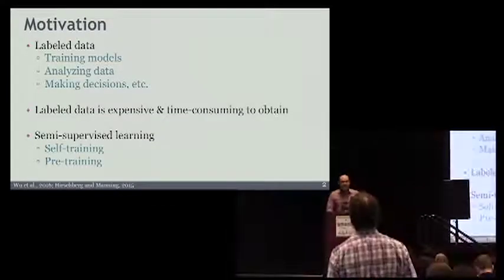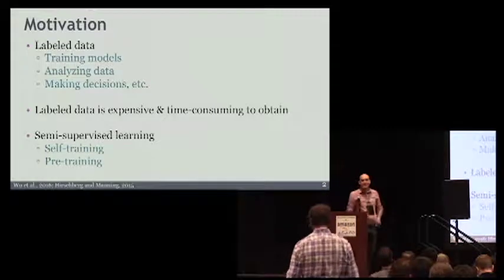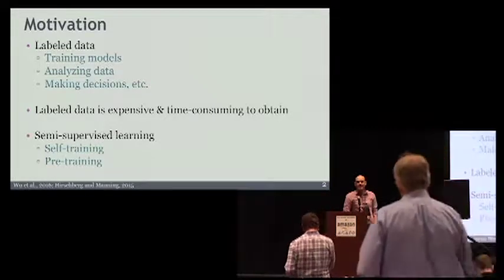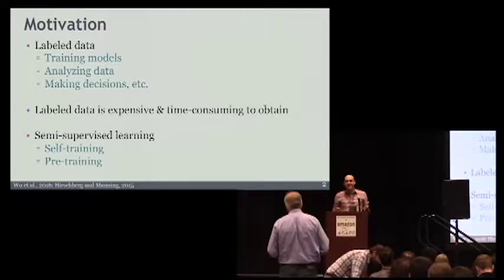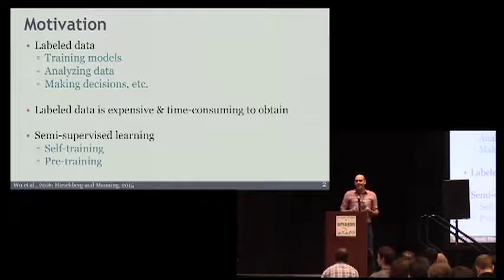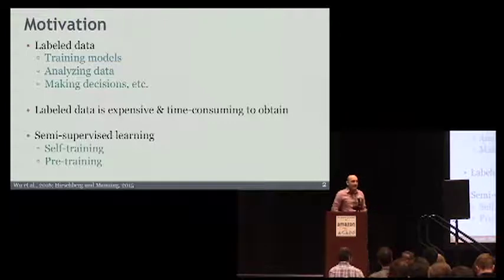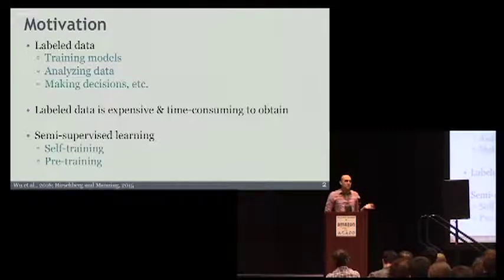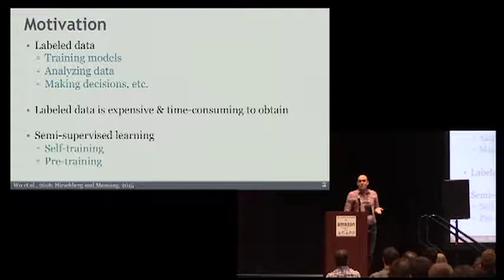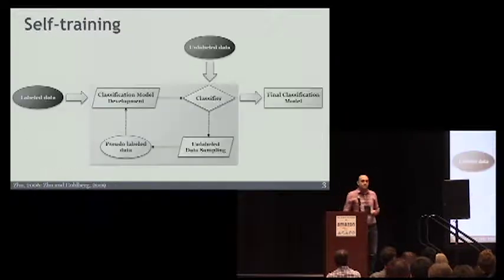I would like to motivate this work by saying that labeled data sets are very important to have, right? We can use them to train machine learning algorithms to analyze and understand the data and to make decisions based on the data. However, obtaining labeled data sets could be very time-consuming and expensive. So to tackle these challenges, semi-supervised learning techniques have been proposed. And today I'm going to focus on two of these algorithms, self-training and pre-training techniques.